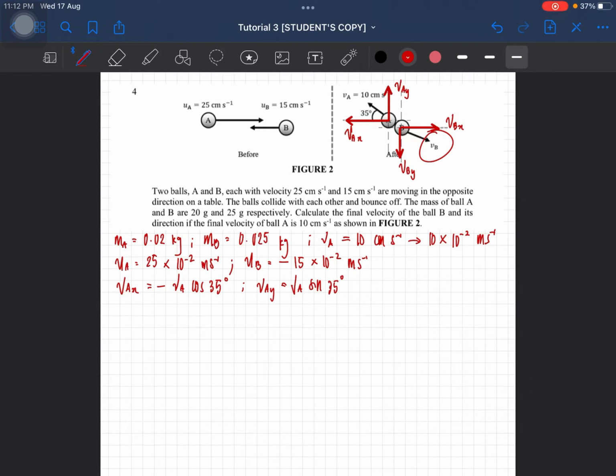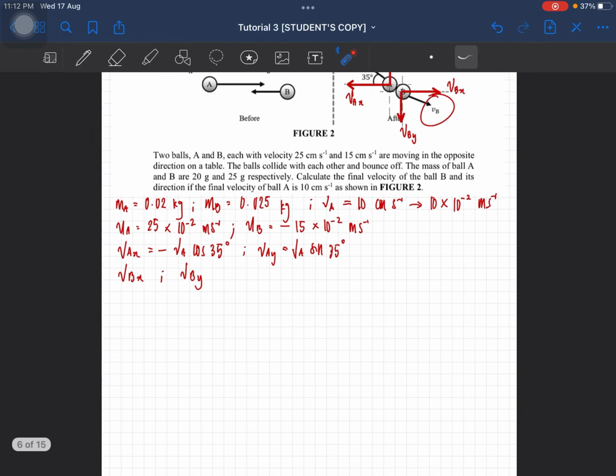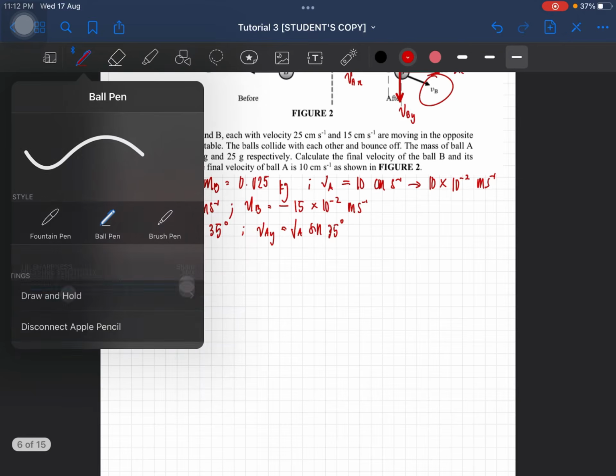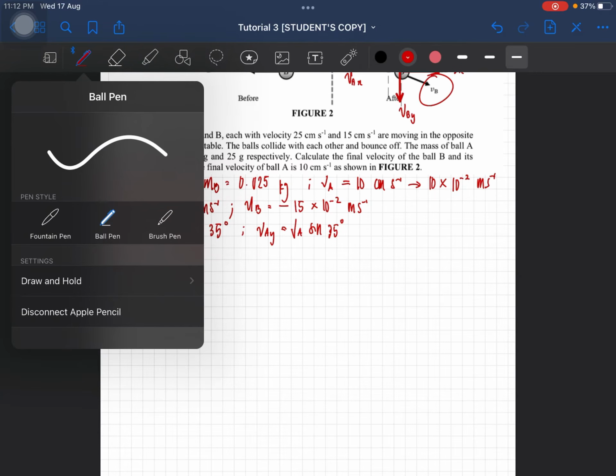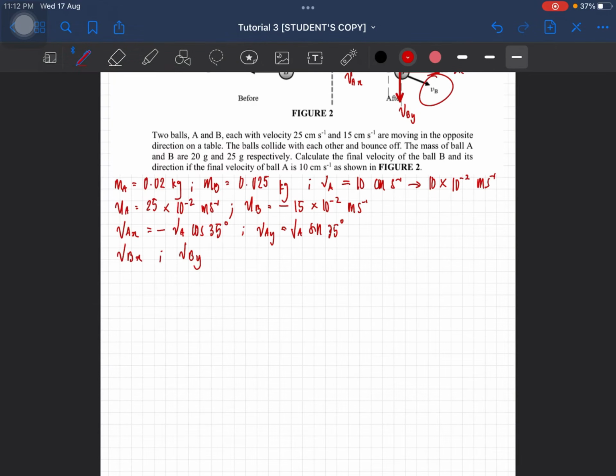Okay, so now for VB, we do not have the angle, so we need to just write it as VBX, and VBY also the same. Just substitute into the equation as it is. Don't put the angle. Just do it this way. Alright, so now we have to do for both x and y component. So let's do the x-axis first.